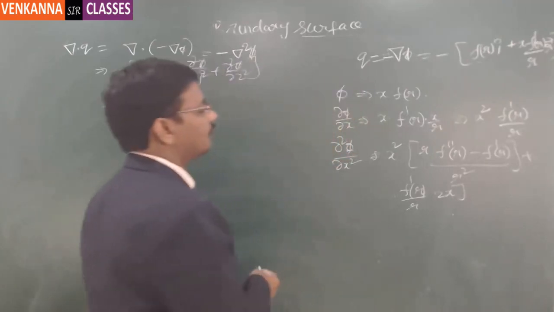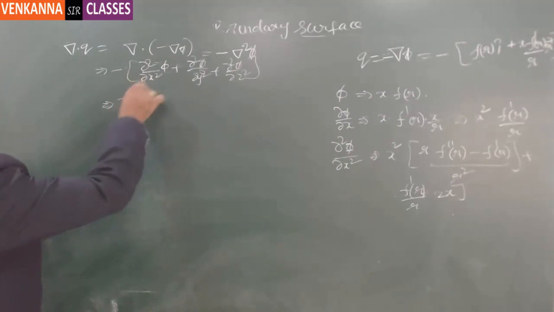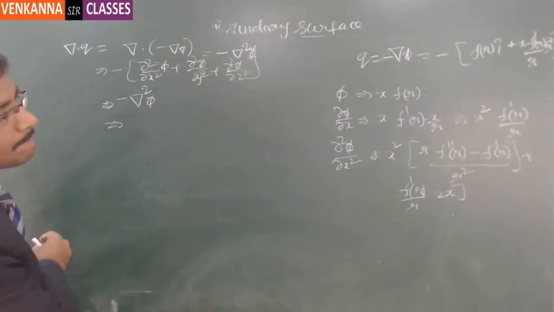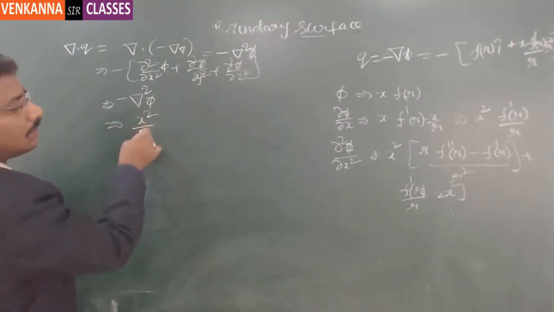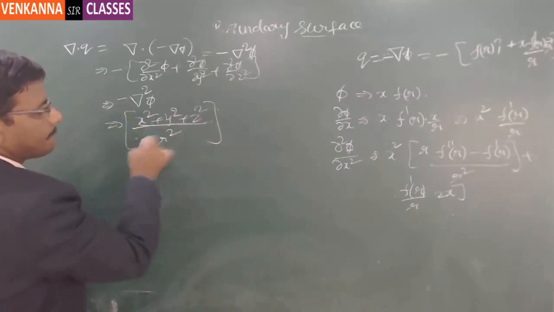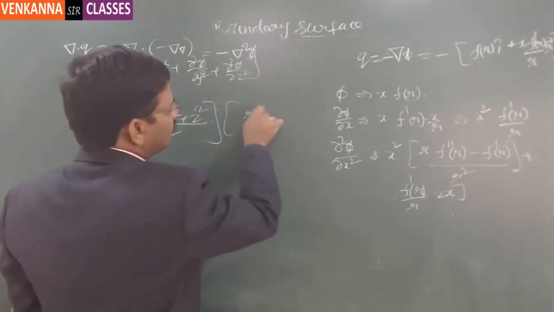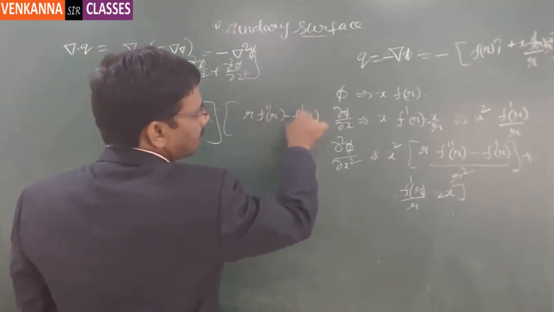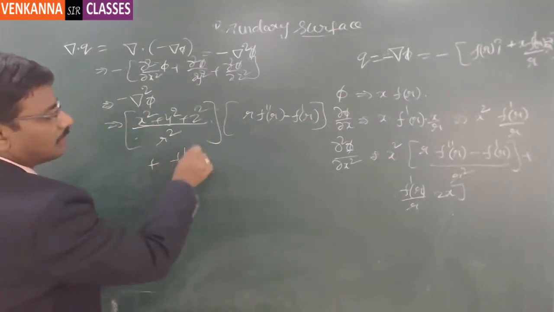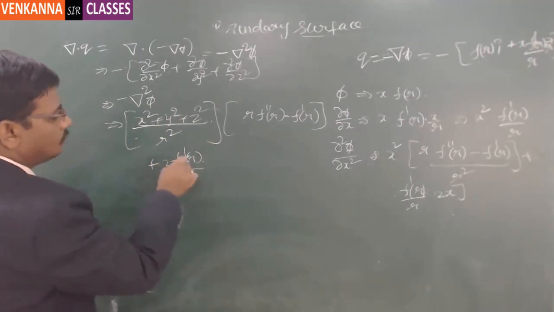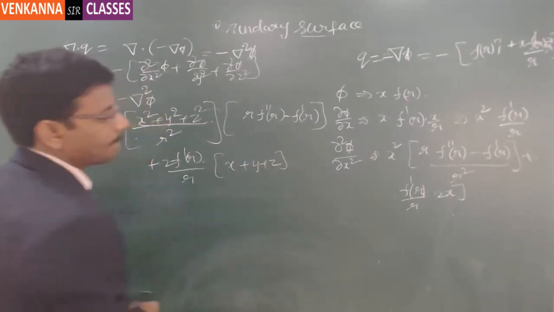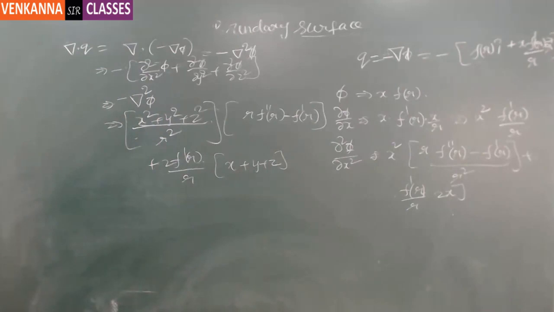Yeah. Similarly for dou square phi by dou x square. Minus del square phi is equal to x square plus y square plus z square divided by r square into r into f double dash of r minus f dash of r, plus f dash of r divided by r, 2 times of, then this will be x plus y plus z. Is that correct? And these two will cancel out.